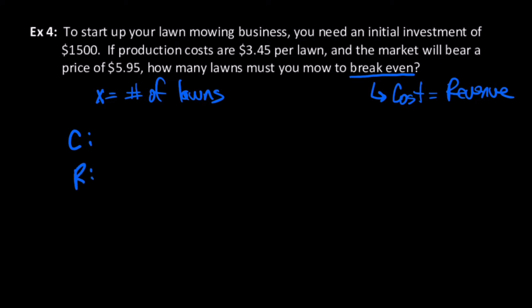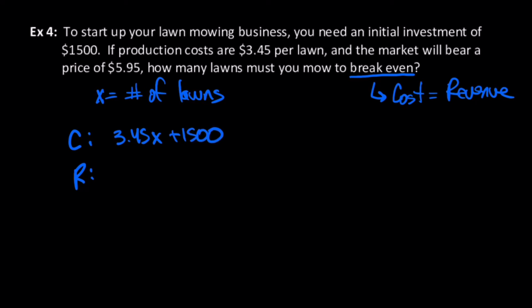All right, well, what's your cost? An initial investment is money that you have to put into the business to start up, like price of gas, lawnmower, whatever. So that's $1,500. Production costs, $3.45 per lawn. So maybe that is the gas it takes you to drive to the person's location, gas you have to put in the lawnmower, whatever. So your cost function is going to be this much per lawn, so 3.45x, plus your initial investment. All right, so that's 3.45x plus 1,500.